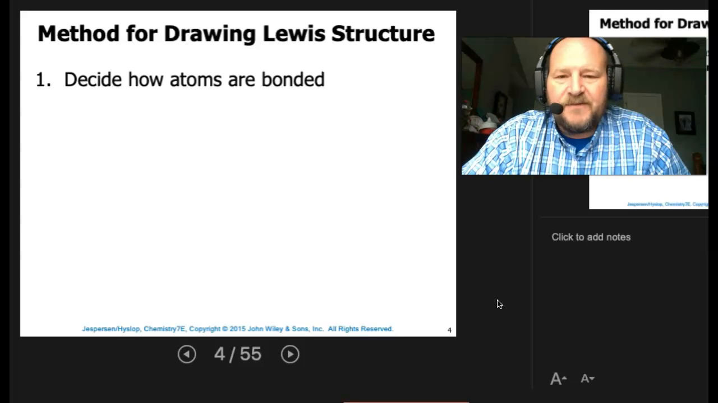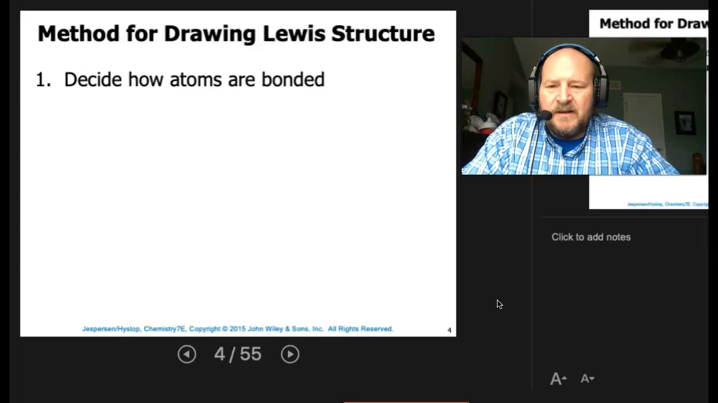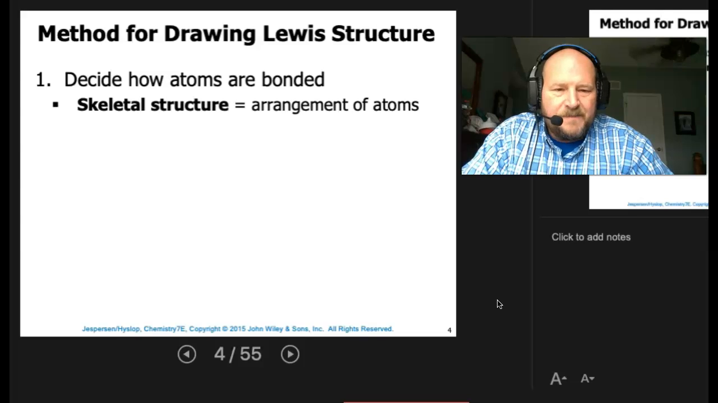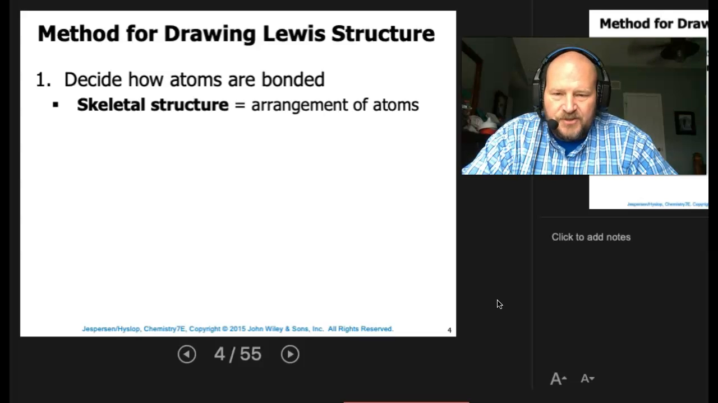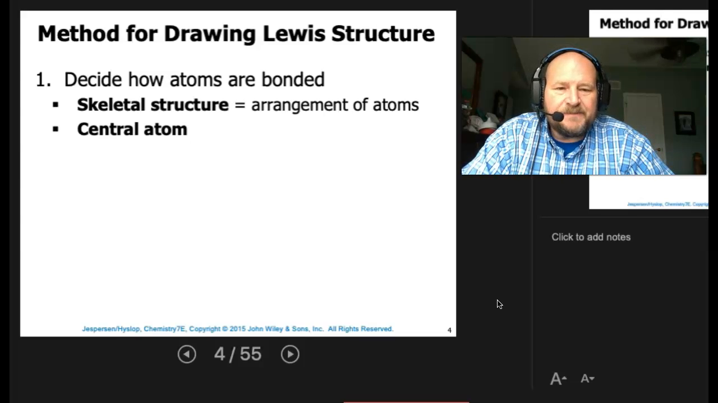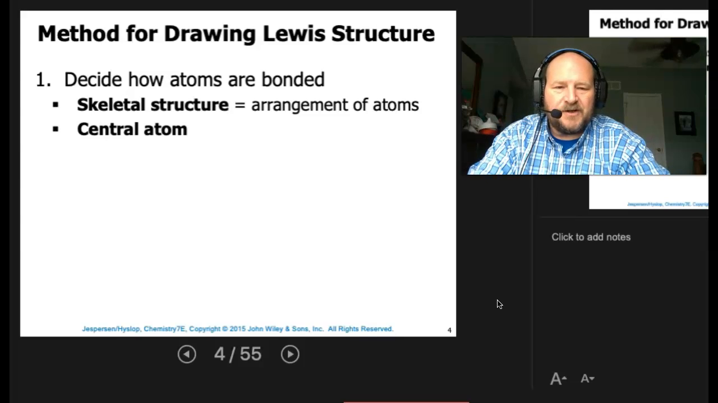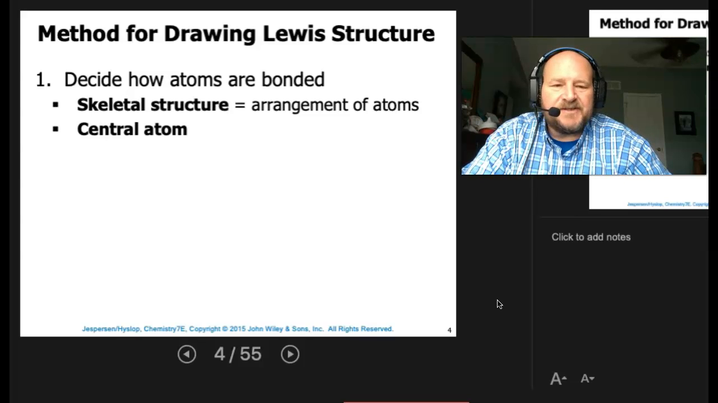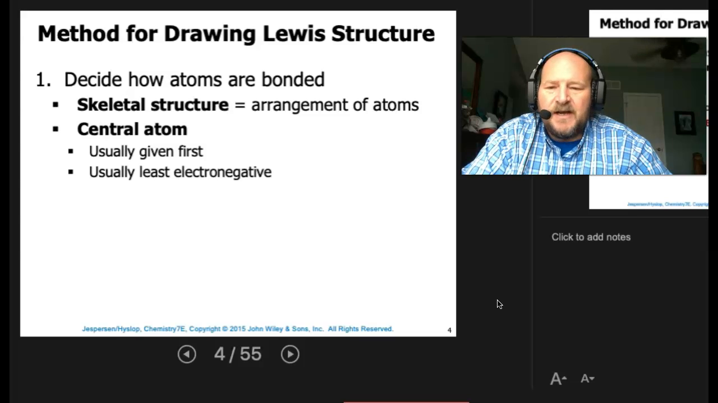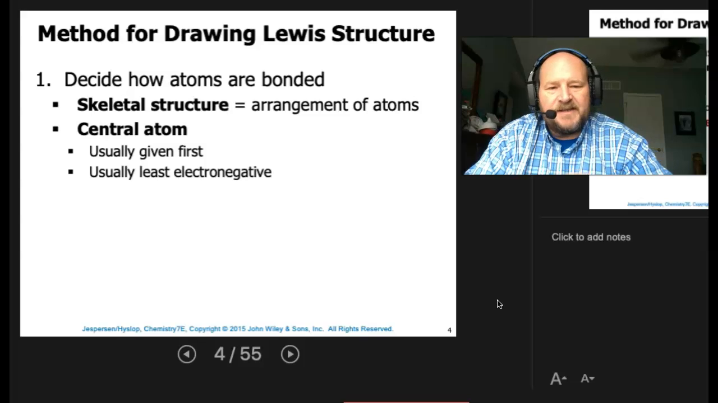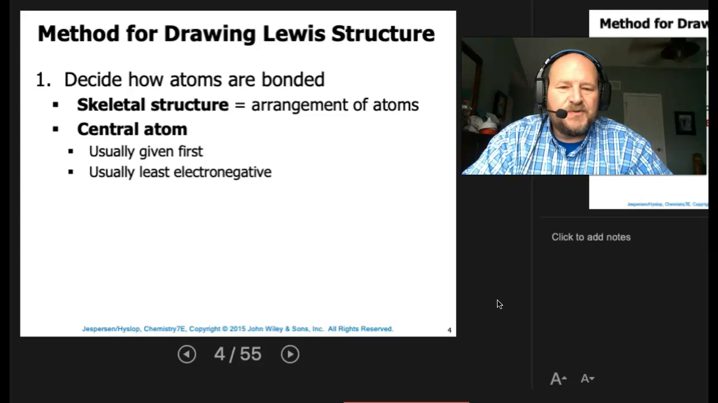All right, so the method for drawing Lewis structures then, what we're going to do is decide how our atoms are going to be bonded. So we're going to look at the skeletal structure, the arrangement of the atoms. We'll start off with a term called the central atom. Typically, the central atom is written first, and it's also going to be the least electronegative. And then we're going to see that everybody else is going to connect to that central atom.